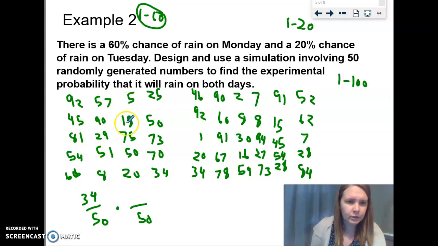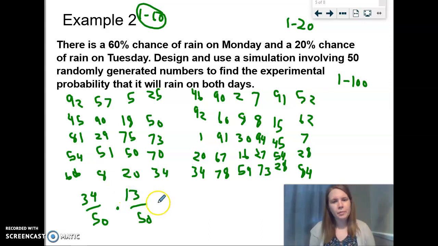So 1, 2, 3, well, include 20. So 4, 5, 6, 7, 8, 9, 10, 11, 12, 13.